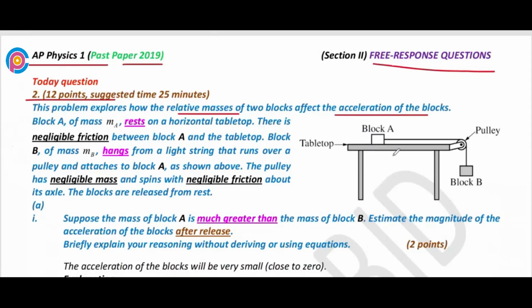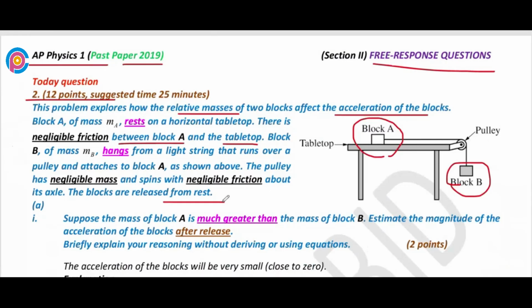Now there is a two-block system as shown in the figure. Block A, which has mass mA, rests on a tabletop. There is negligible friction between the block and the tabletop. Block B is hanging from a thin string which is attached over a pulley to block A. The pulley spins with negligible friction about its axle.